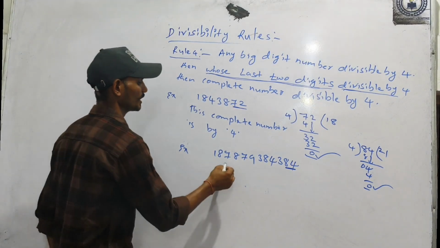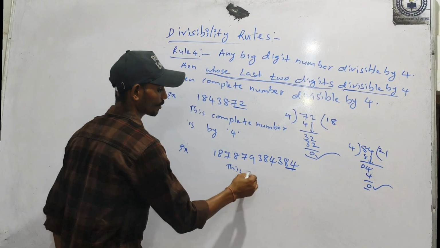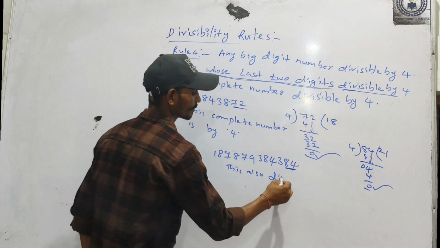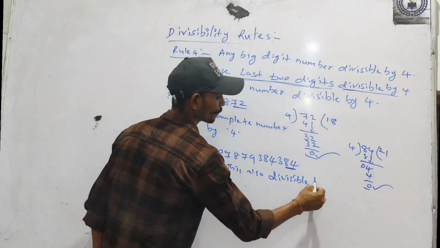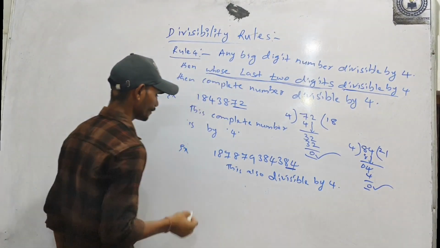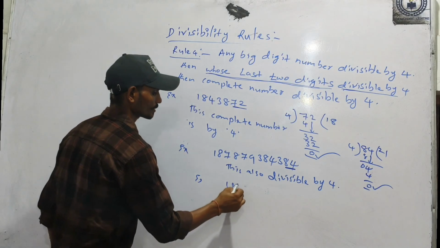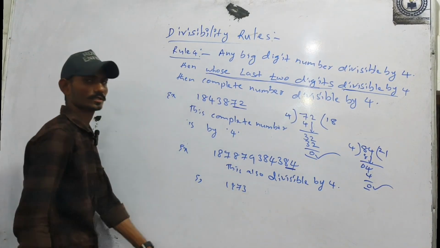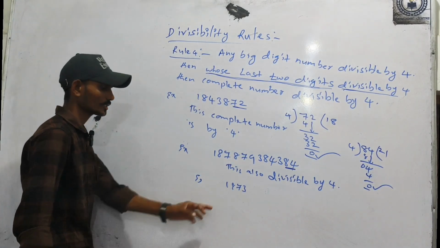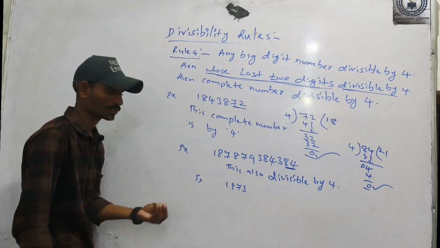So this complete number is also divisible by 4. Okay? One more example, let's take 1873. Is this number divisible by 4 or not? Let's go and check.